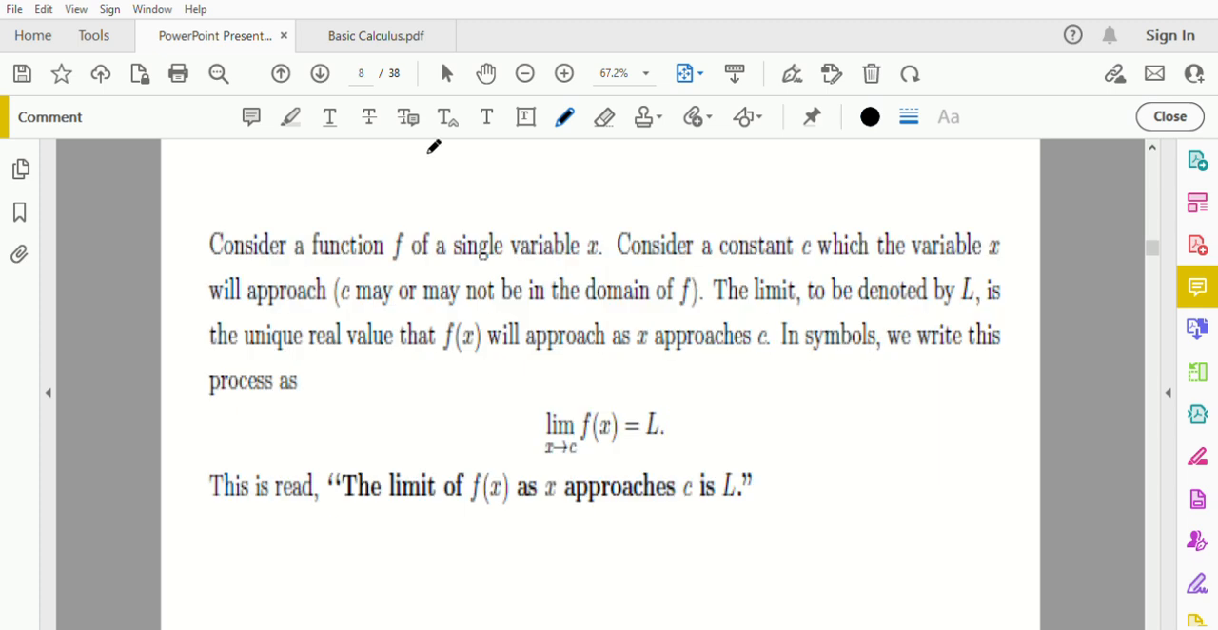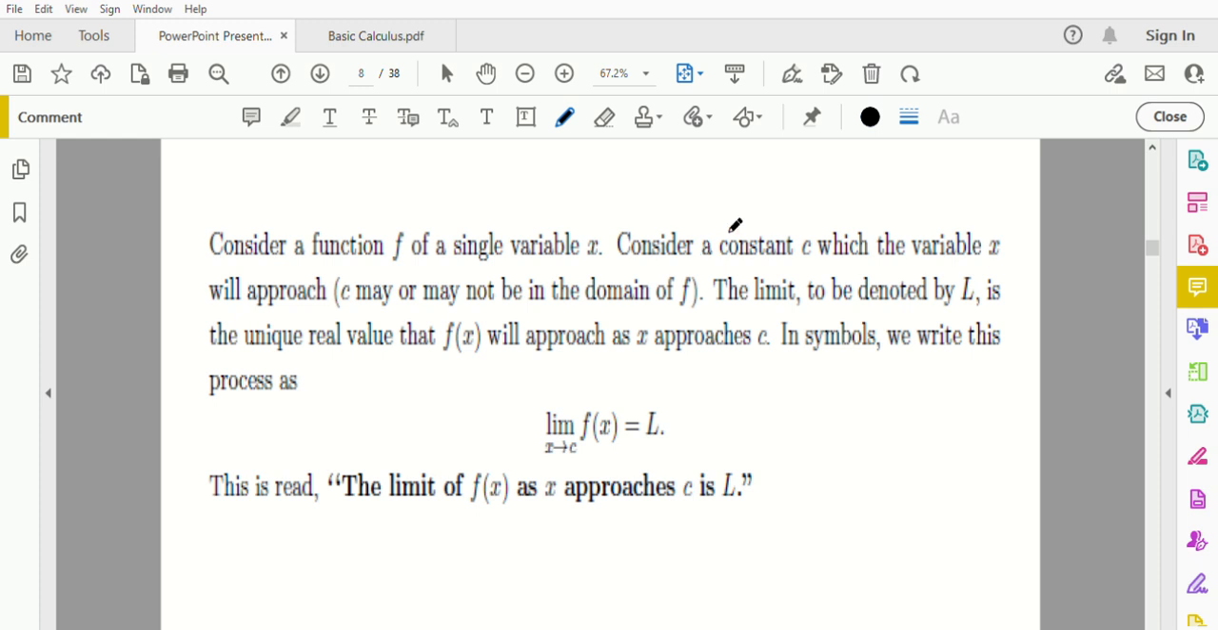Consider a function of a single variable x. Consider a constant c, which is the value that the variable x will approach. So x will approach c. Take note of this: c may or may not be in the domain of f. It is not necessary that c is in the domain of f. It can be or it cannot be.